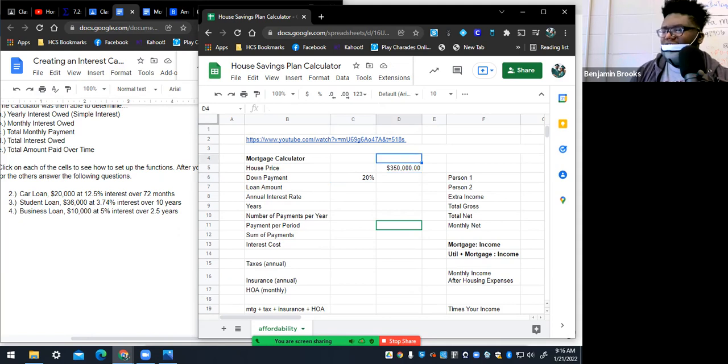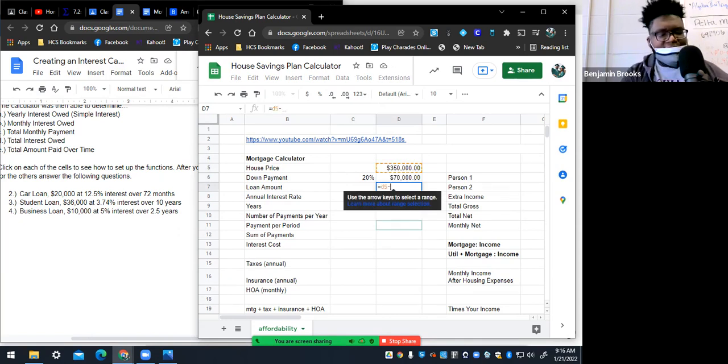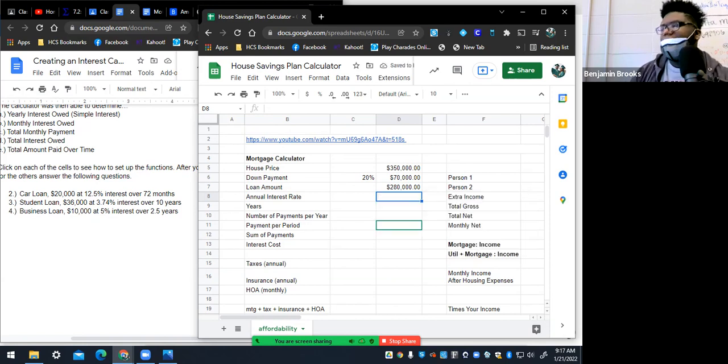Now, to take our housing price times our down payment, we're going to hit equals this cell, shift 8, times this cell, and that'll be our down payment. All right. So then our loan amount would be D5 minus D6. So we're going to hit equals D5 minus D6. Everybody cool with that?